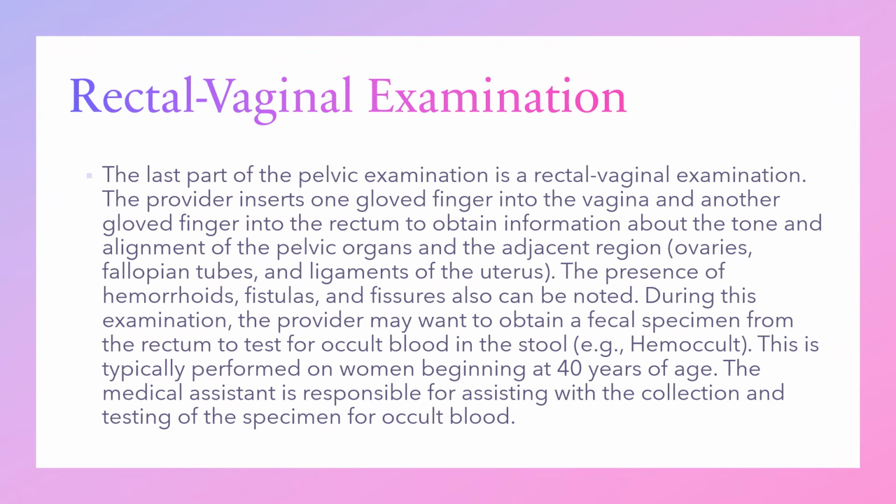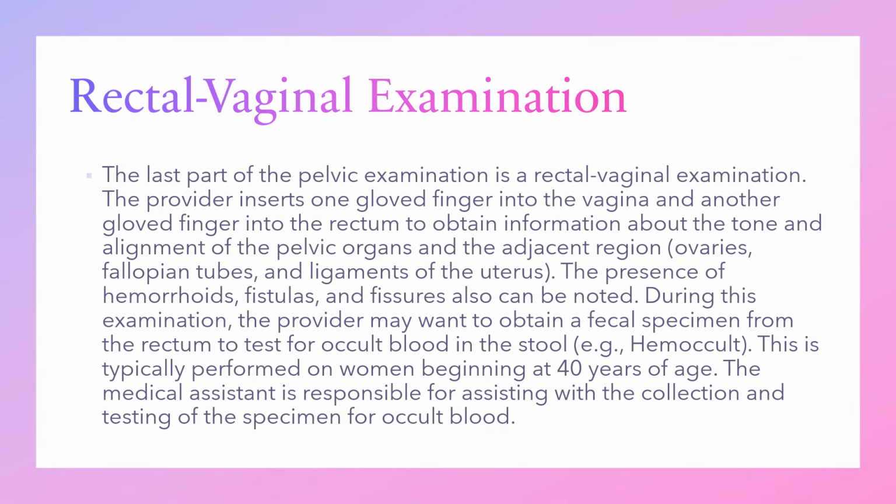The last part of the pelvic examination is a rectal vaginal examination. So the provider inserts one gloved finger into the vagina and another gloved finger into the rectum to obtain information about the tone and alignment of the pelvic organs and the adjacent region. The presence of hemorrhoids, fistulas, and fissures can also be noted.